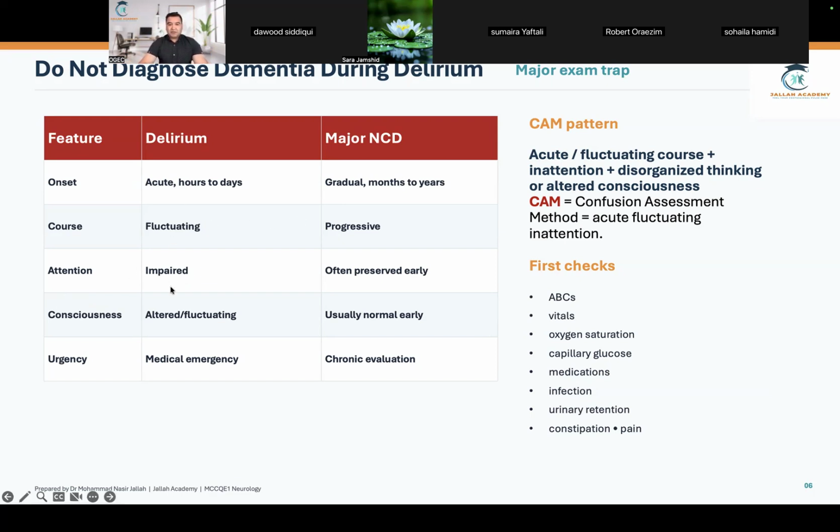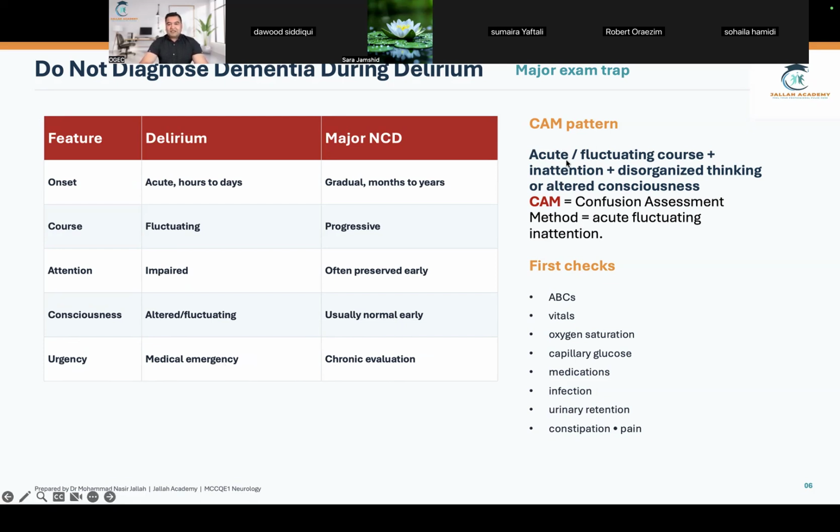Attention: the attention is impaired, often preserved early in major. Consciousness: altered, fluctuating. The patient is getting better and getting worse in terms of consciousness, and in major it's usually normal, because it's not something very acute. Urgency: it's a medical emergency. The patient has to be in the hospital and should receive medical attention. It is chronic evaluation, and we have to keep doing follow-up for the patient.